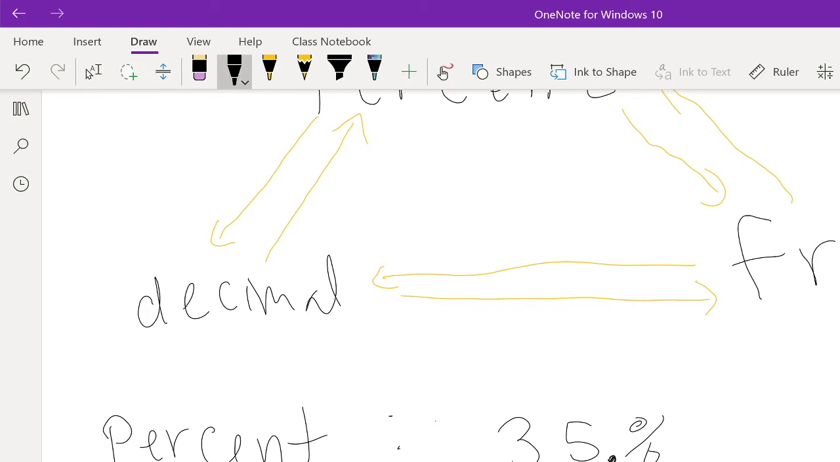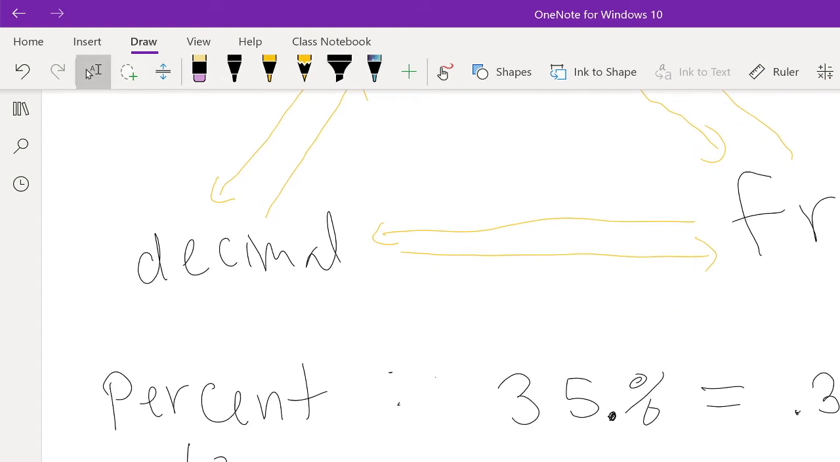So looking at this, 35% written as a decimal is equivalent to 35 hundredths, and again, there's that per 100. So we move that decimal 2 places over to the left. And again, this is regardless of what the percent is.